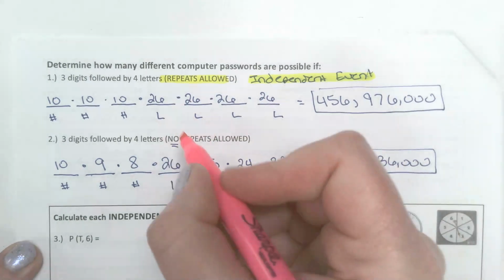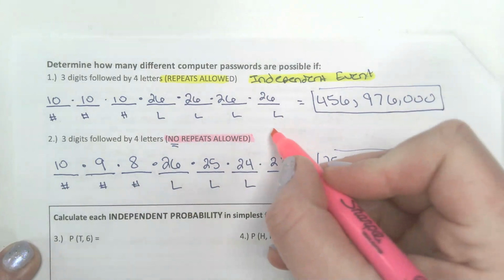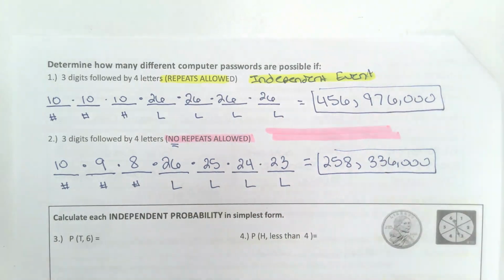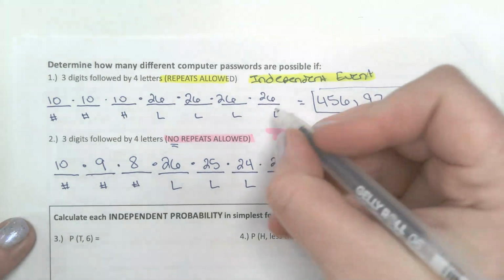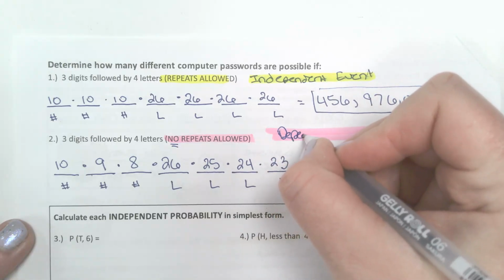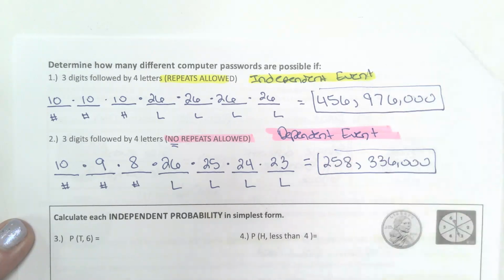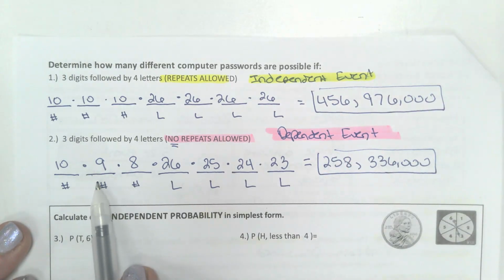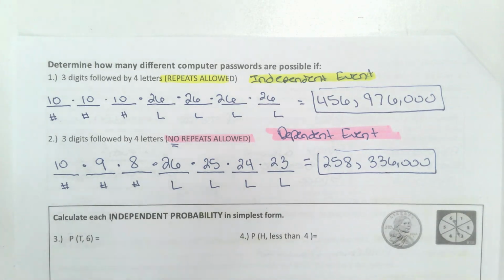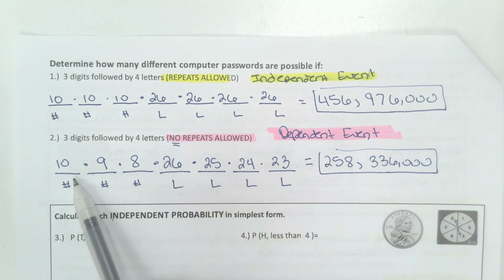So when there are no repeats allowed, this is an example of a dependent event. The next number that I have the option of choosing is affected by the prior event. So when it says no repeats allowed, that is what a dependent event would look like.